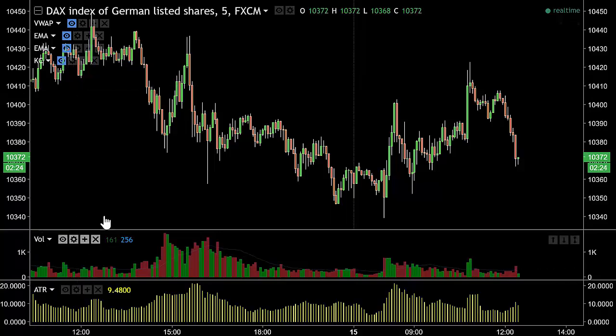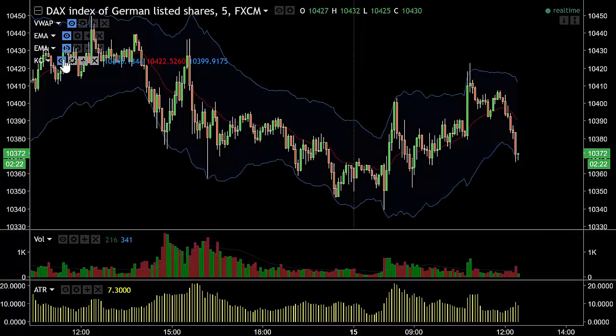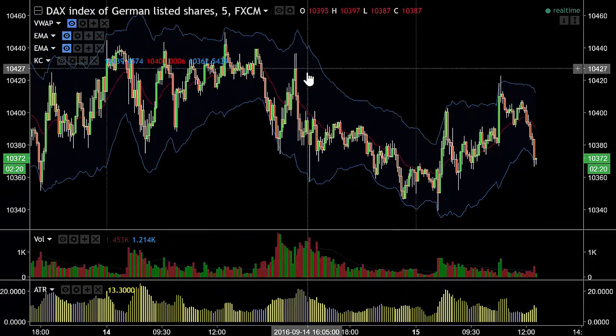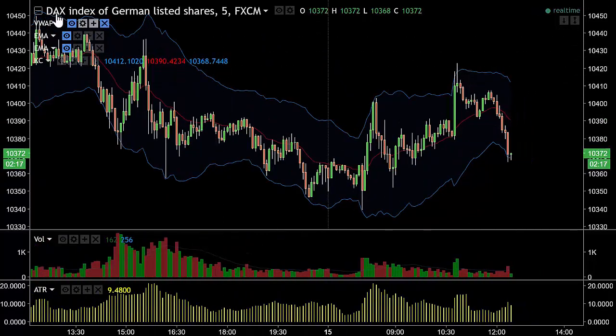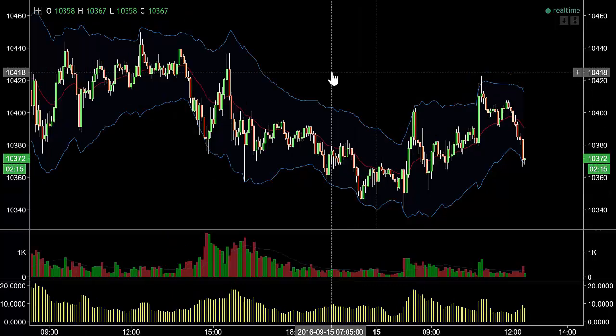Let me run through Bollinger Bands and Keltners. Now, Bollinger Bands and Keltners, I like these. I don't use these to make my trading decisions. However, they basically provide an envelope for price.